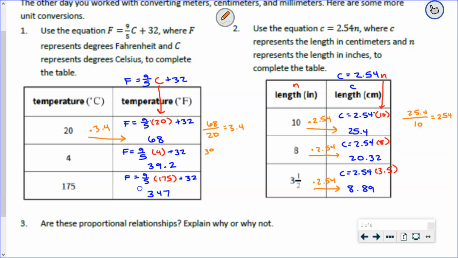Okay, so I didn't hear a lot or see a lot of hands, but I heard the discussion throughout the room. You said, well, we would take the 39.2 and we would divide it by 4 and we get 9.8. So if I have to go across the table by multiplying by different things, is this going to be proportional? Definitely not. And here, 347 divided by that 175 is a big, long, ugly number, 1.98, and so on. So this is not a proportional relationship.